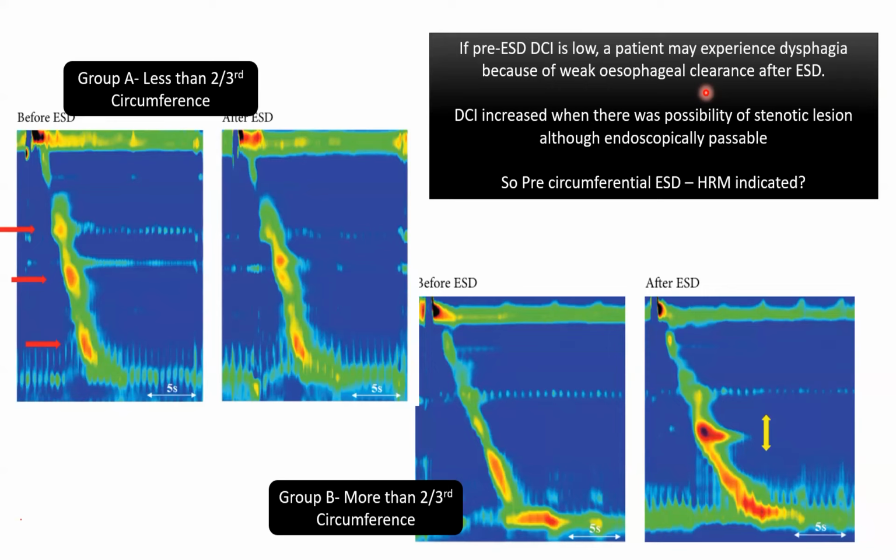And as endoscopists will keep on saying, no, everything is fine. Our aim is that you are free of cancer, but you do have some kind of disease. So my question would eventually be: when you are planning a circumferential ESD, would you want to do a manometry in this set of patients, at least to make sure what is happening through the DCI?